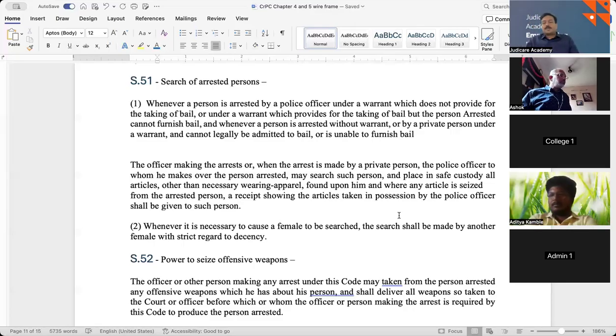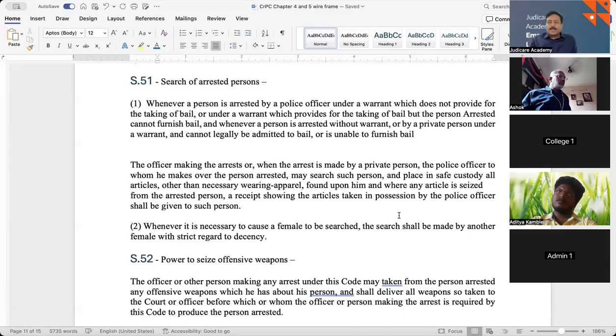So a private person who arrests cannot do that. They have to hand over to the police officer, and the police officer's responsibility is to do that. Whenever it is necessary to cause a female to be searched, the search shall be made by another female with strict regard to decency.